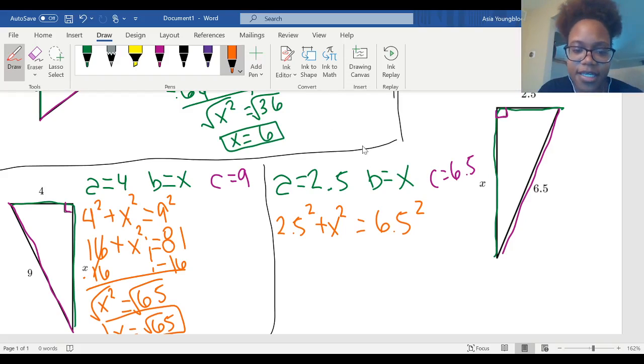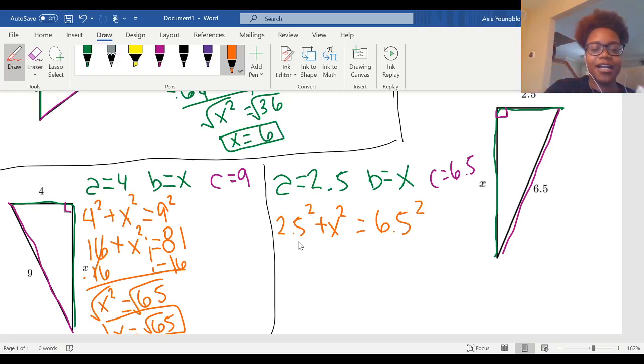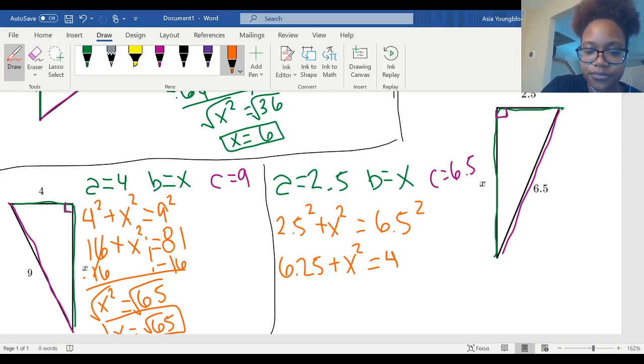In case I didn't say this, 2.5 squared means that I'm doing 2.5 times 2.5. So when you're squaring a number, you're multiplying it by itself. The answer I got in my calculator was 6.25 plus x squared equals 6.5 times 6.5 gets us 42.25.